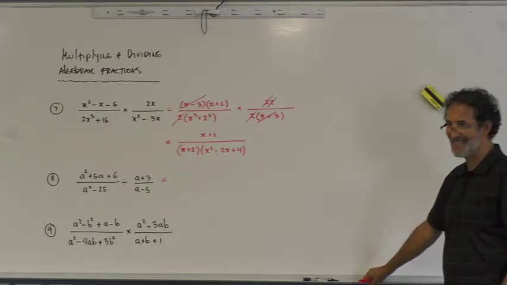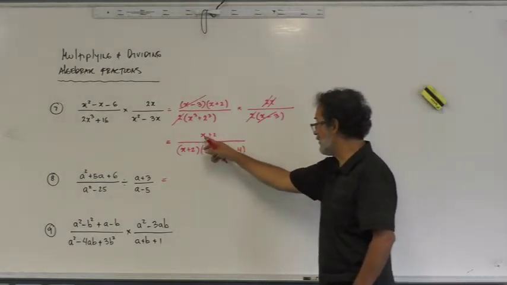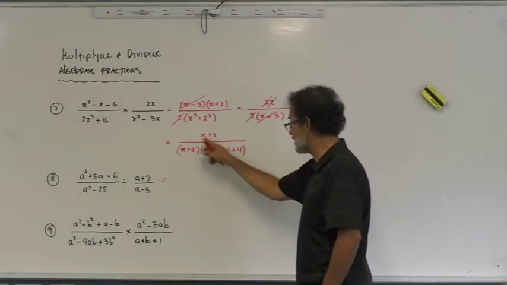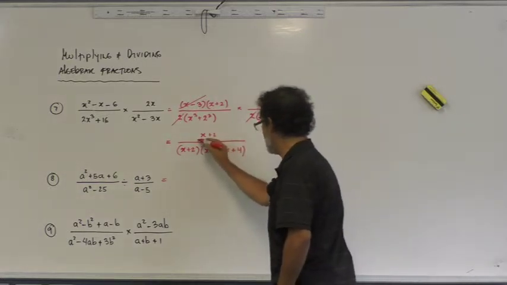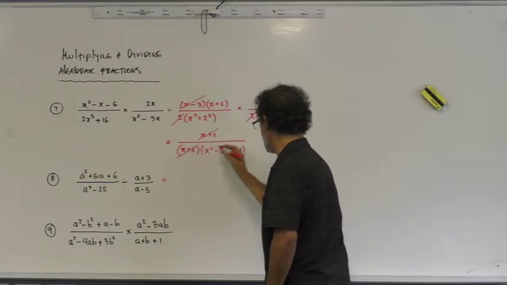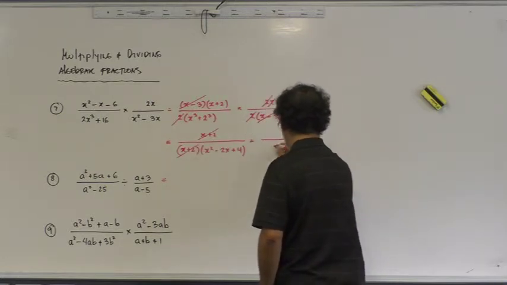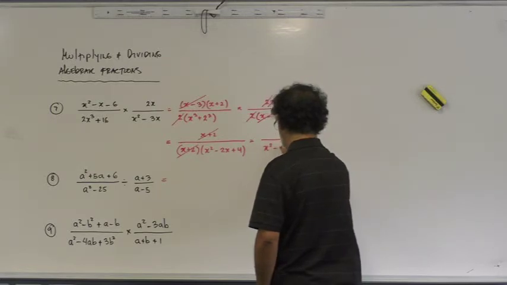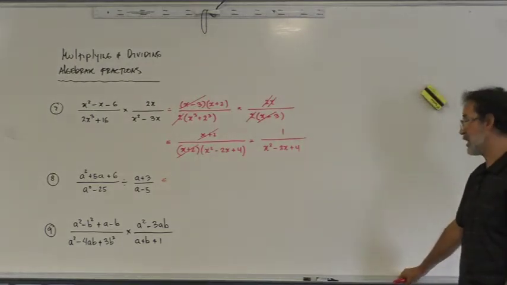Got it? Yeah, I got it. Okay, and then can you see that we have this as a common factor, x plus 2? So we can get rid of this, get rid of that. That means that the final answer is going to be 1 over x squared minus 2x plus 4. Okay, so it's 1 over that. That's it.